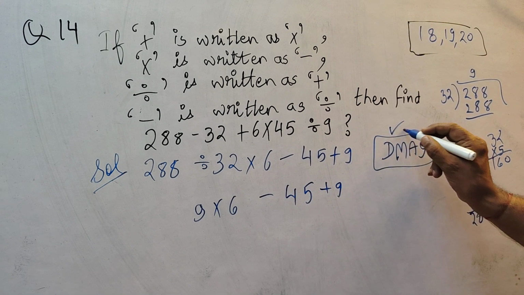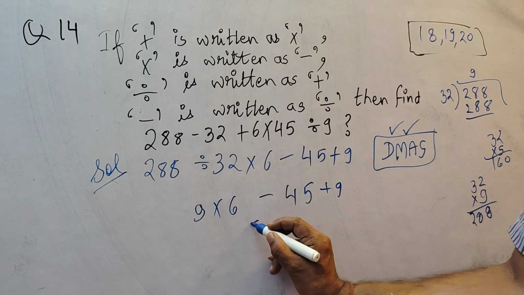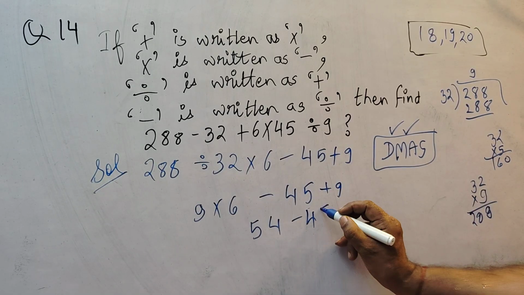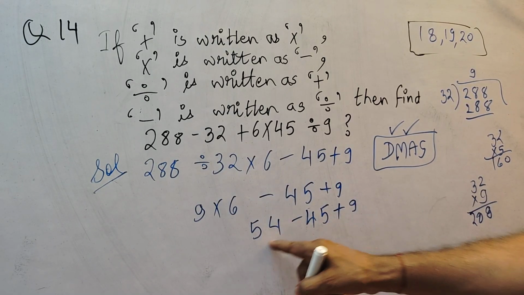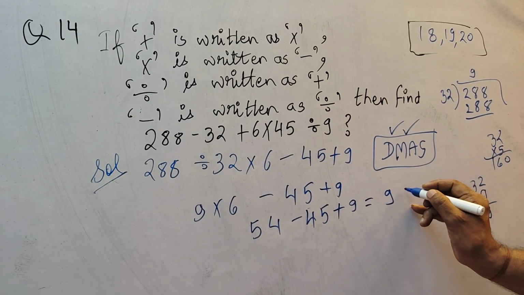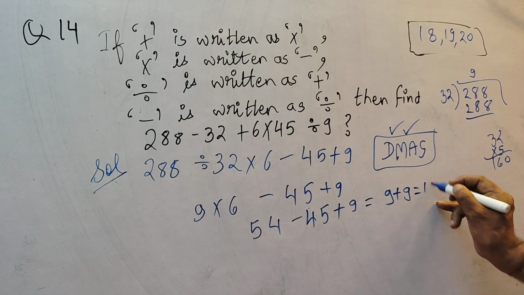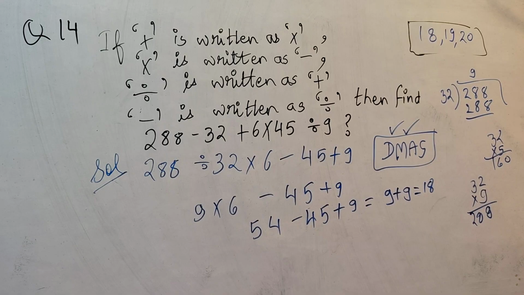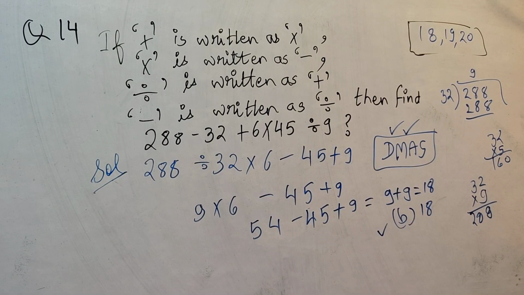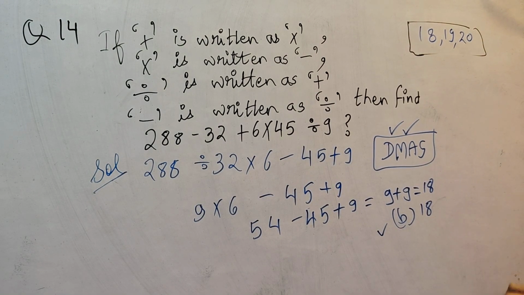Now after divide we multiply first. So 9 times 6 is 54, minus 45, plus 9. So 54 minus 45 gives us 9. 9 plus 9, answer is 18. Final answer is 18, and we can check the option 18. B option is there. B option is the right answer. Is it clear?